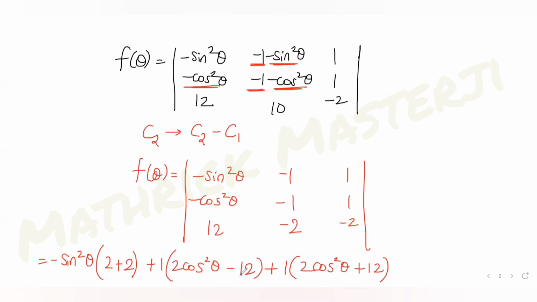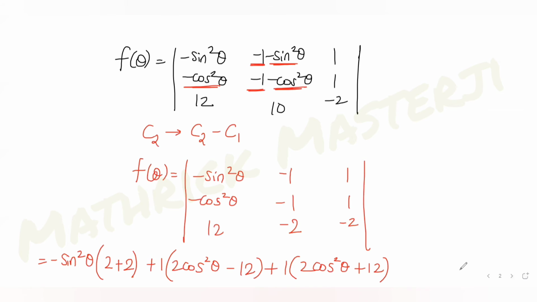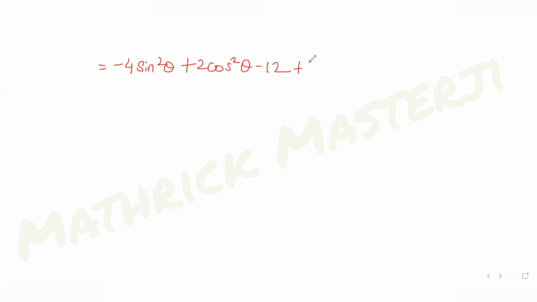Now let's try to simplify this. You get −4 sin²θ plus 2cos²θ minus 12, and the last, you got plus 1 into 2cos²θ, so plus 2cos²θ plus 12.